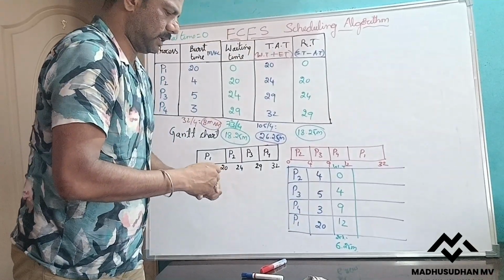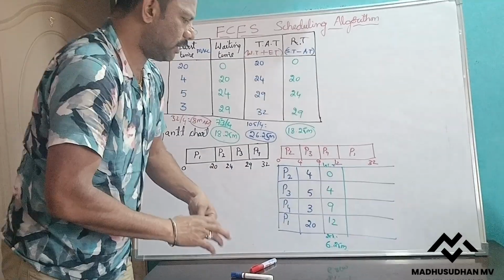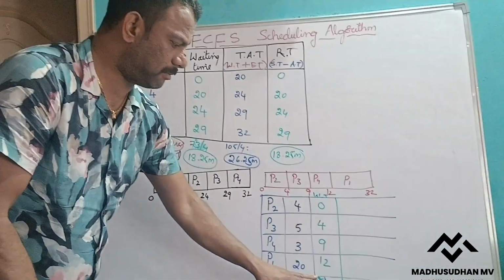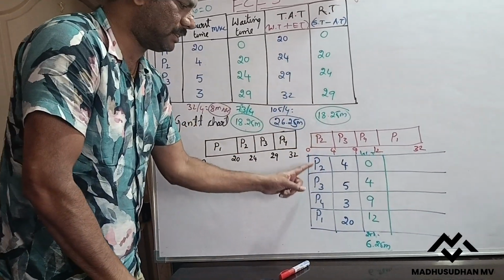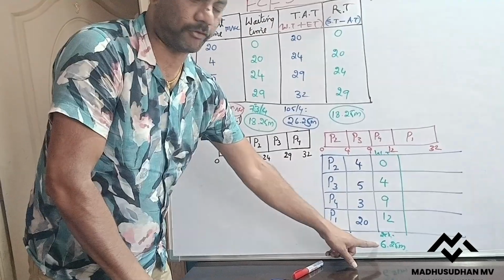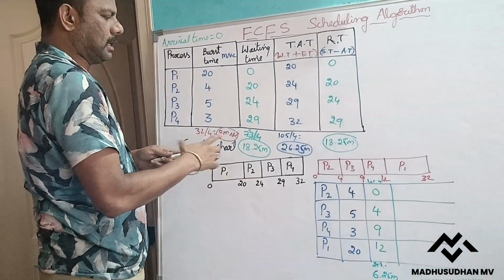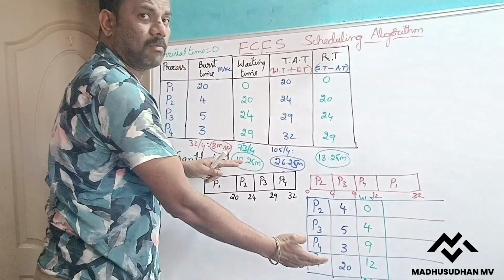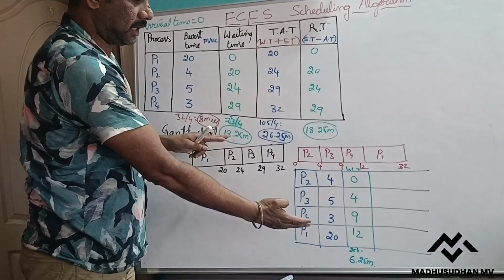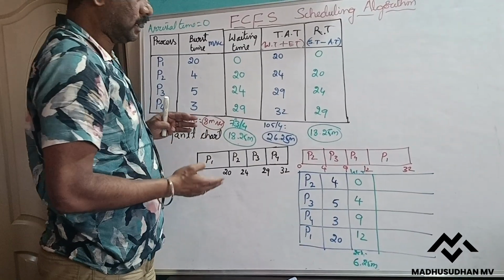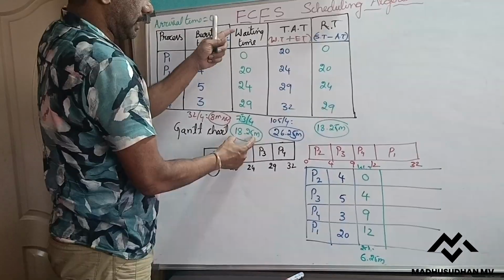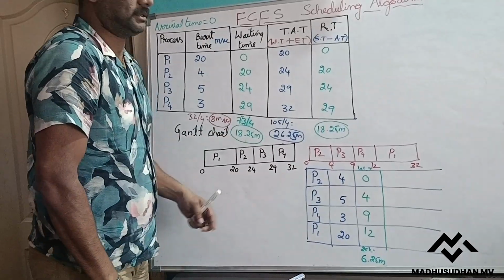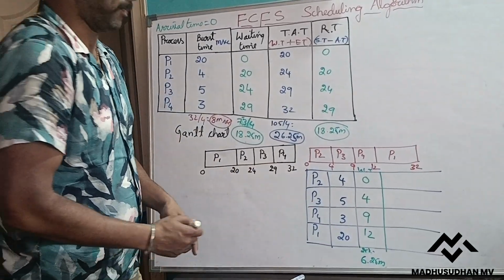6.25 milliseconds. That means the average waiting time of these processes, if they arrive in this order, is 6.25 milliseconds. But you see here it was 18.25, so it is reduced by almost one third, 33%. From 18.25 average waiting time to 6.25 milliseconds. That is the beauty of this concept.